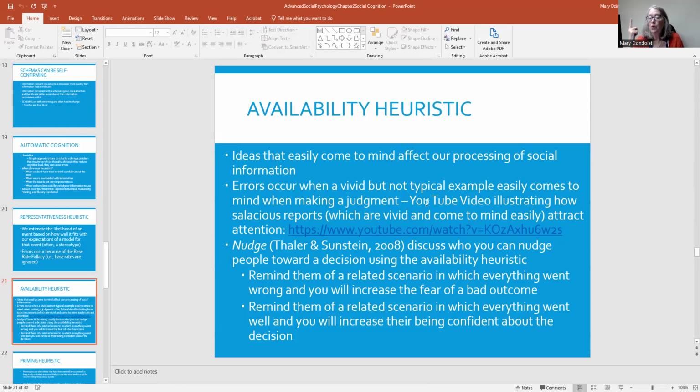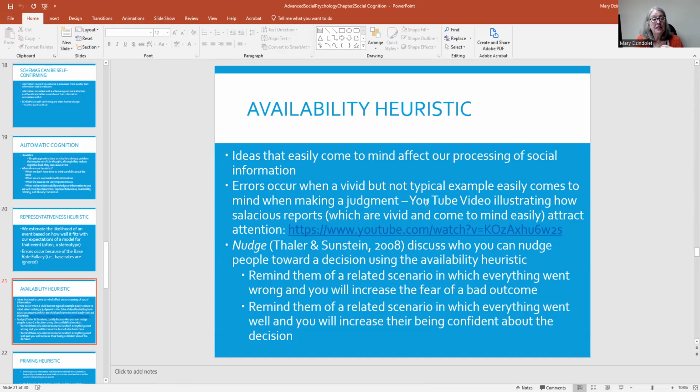If you remind them of a related scenario in which everything went wrong, and then remind them of a related scenario where everything went well, you can actually get them to be more afraid of a bad outcome versus confident about a good outcome. Does that kind of make sense?